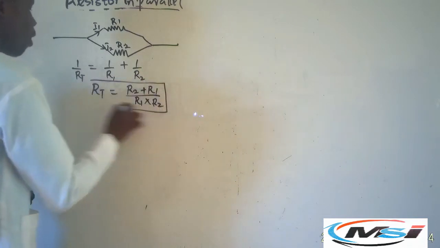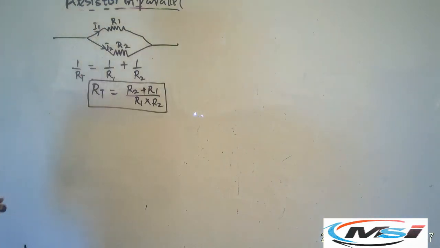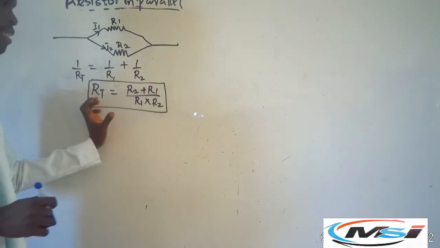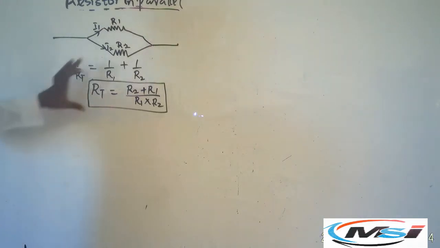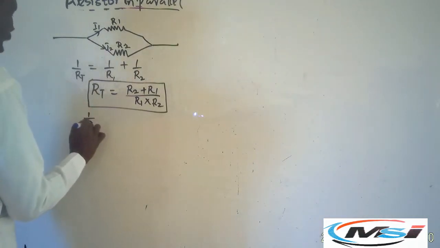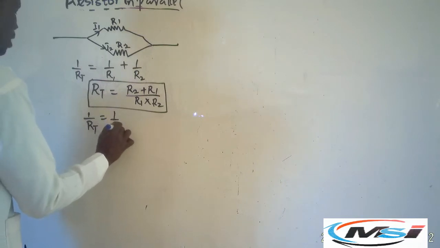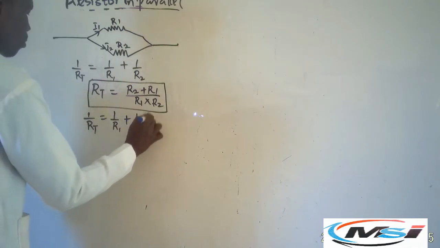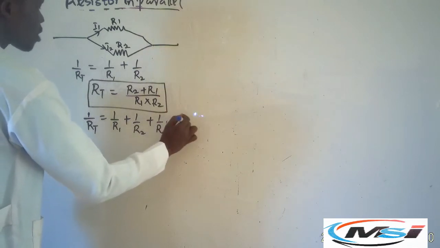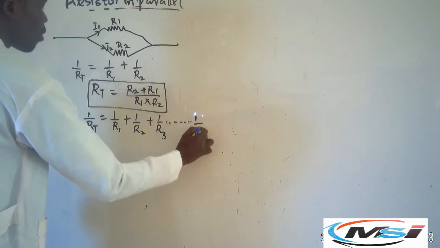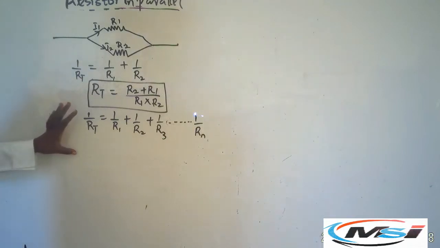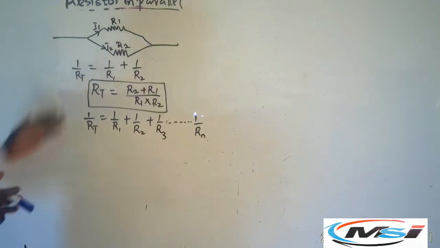You can only use this formula if you have two resistors connected in parallel. But if you have more than two resistors connected in parallel, you can make use of 1 over RT equals 1 over R1 plus 1 over R2 plus 1 over R3, and so on until you get to the last one, 1 over Rn. Do you understand that? So this is parallel connection when it comes to resistors.